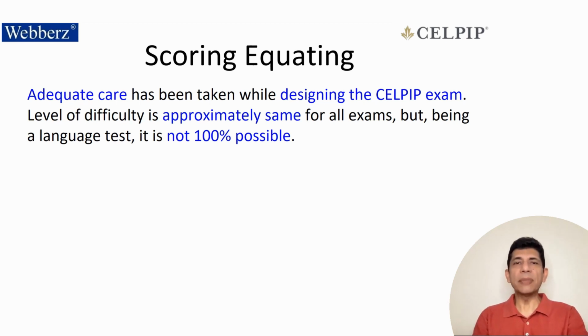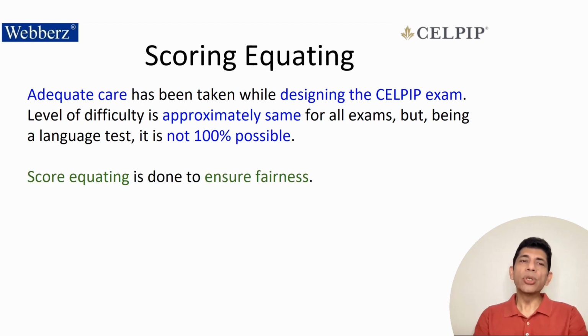A lot of care has been taken when designing the Celpip paper. The difficulty level of all the questions in all the sections is almost the same, but it's a language test. It is not possible to do it 100%. So what they do is score equating so that proper fairness is there for everyone.